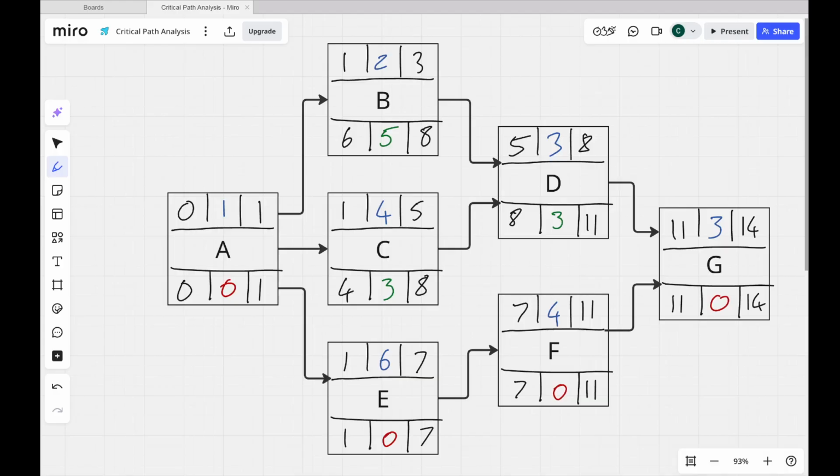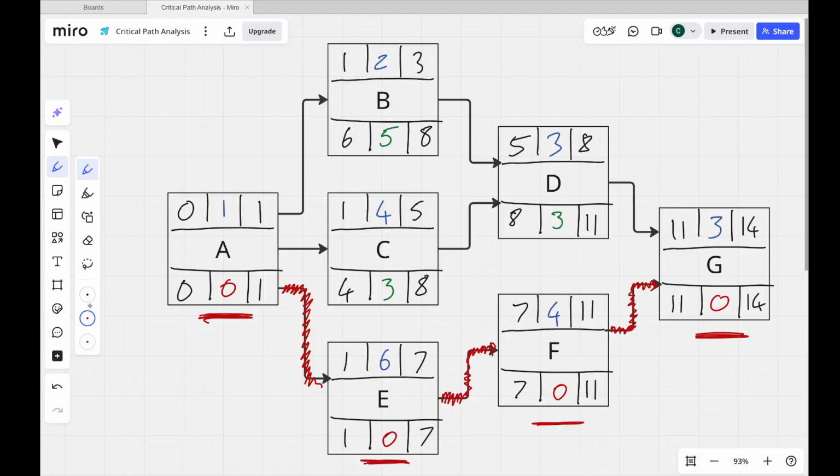So total float is the amount of wiggle room a task has before it affects the end date. So for example, A, E, F and G are on the critical path. So these tasks here, A, E, F, G, because they have 0 total float, which means if any of those tasks are late, the whole project will be pushed back. So if A is late by a day, then the project takes 15 days rather than 14.